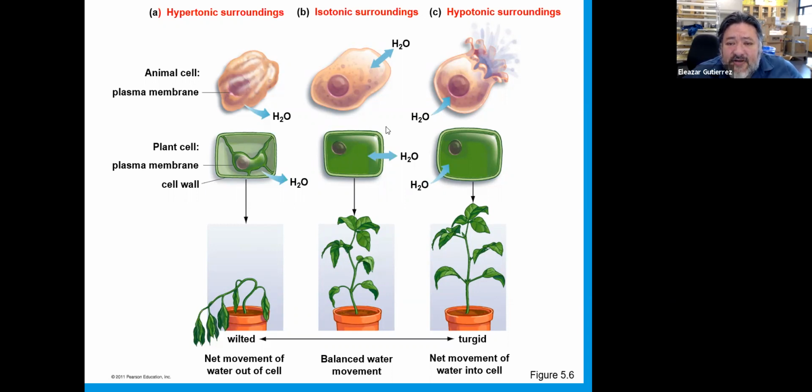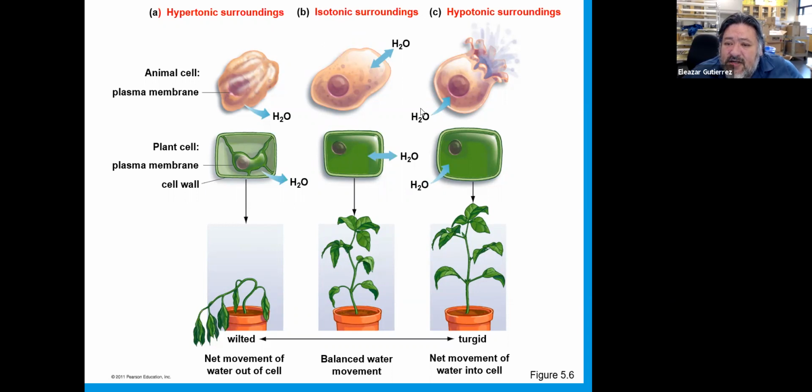This cell is in a different beaker. And in this beaker, the solute concentration in the surrounding water is equal to the solute concentration inside the cell. When that is true, this is called an isotonic solution. Okay, iso means the same. So the same outside and the same inside.